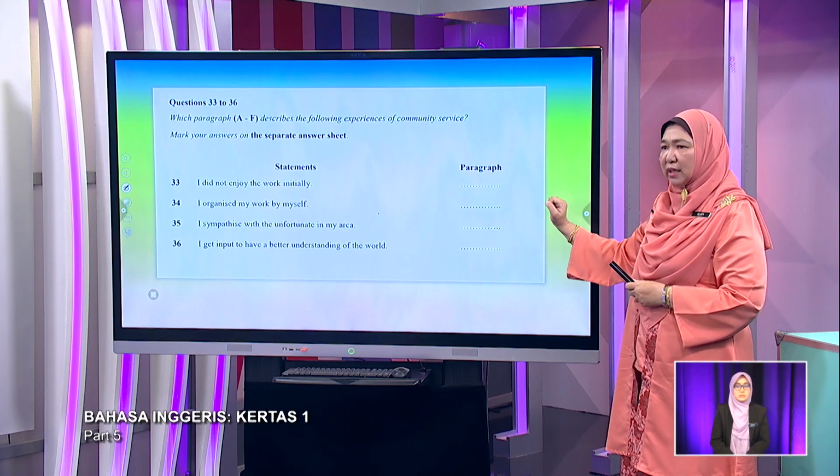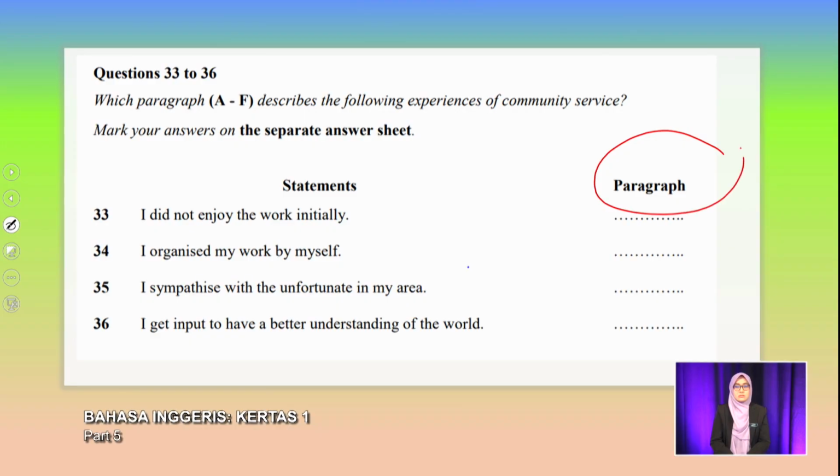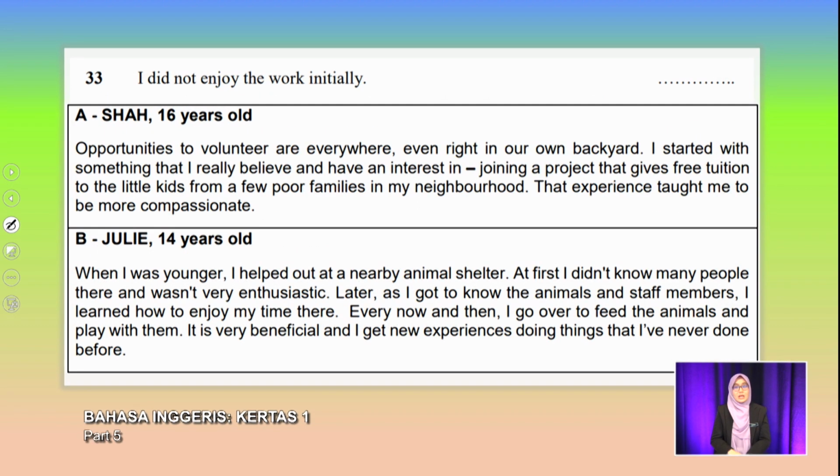This is task 1, where you have to write, like I say, paragraph. Question: which paragraph, A to F, describes the following experiences of community service? So, paragraph. Okay, let's try one. One question, number 33.